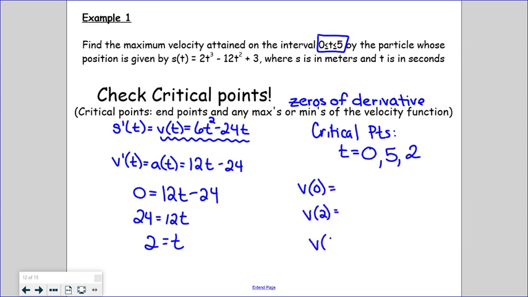You can show it like this. You could do a table with 0, 2, and 5 in there and the values on the other side. It's all the same thing. It's how you prefer to show your work here. But I'm showing that I'm trying this out in my velocity function. So here's our velocity function. I'm going to plug 0 into it. 0 plus 0, 0. Okay, I'll let you guys grab a calculator and figure out the other two.